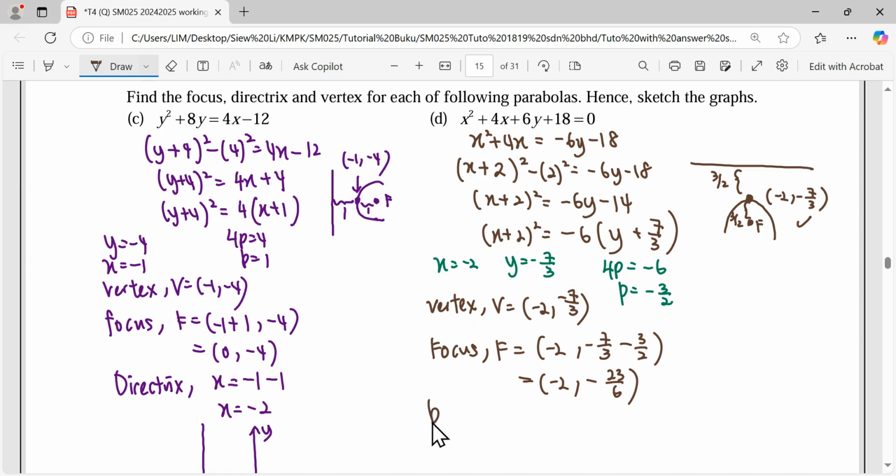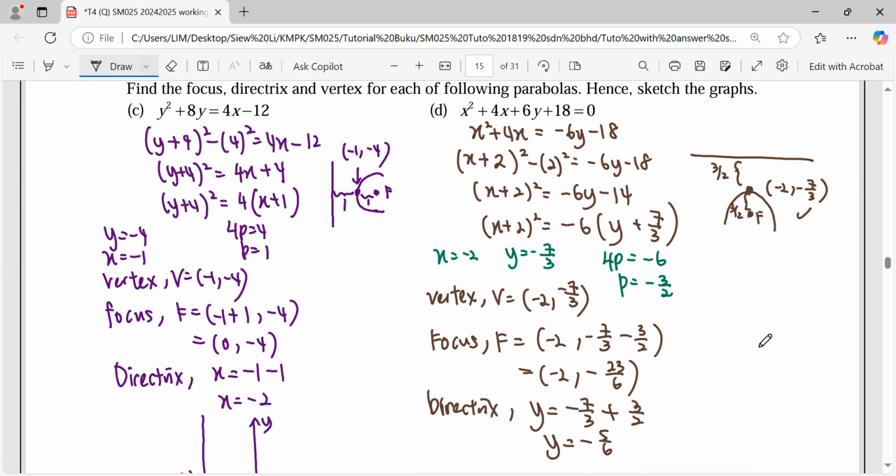Then we continue with the directrix line. The directrix line is a horizontal line, so the horizontal line formula starts with y equals to some value. What is the value here? Refer to our vertex, which is always our reference point. When moving upward, our y value negative 7 over 3 will be added by 3 over 2. So this is our equation. Moving up is plus, moving down is minus. Here we have y equals negative 5 over 6.